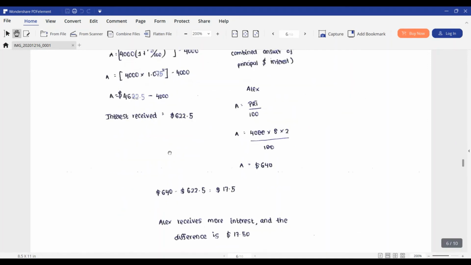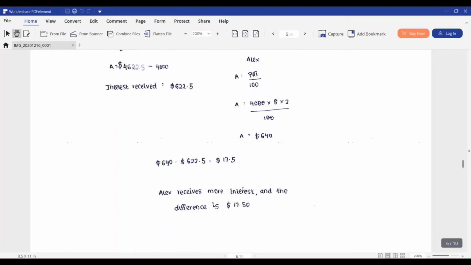Based on this data, we can say that Alex obviously receives more interest. By how much? Basically they ask you to find the difference between the two interests. So 640 minus 622.5 is $17.50. So Alex receives more interest and the difference is $17.50.